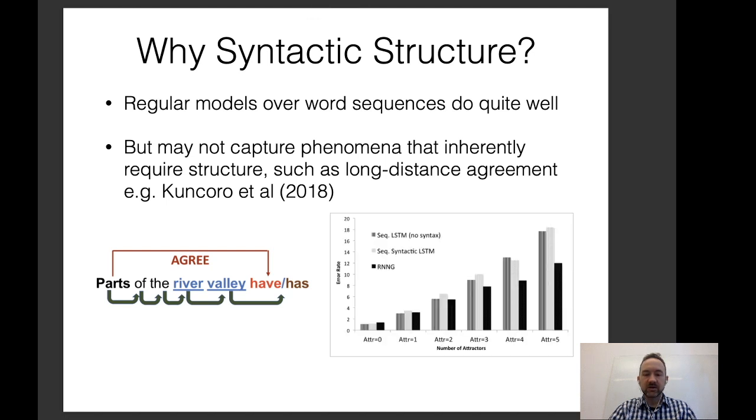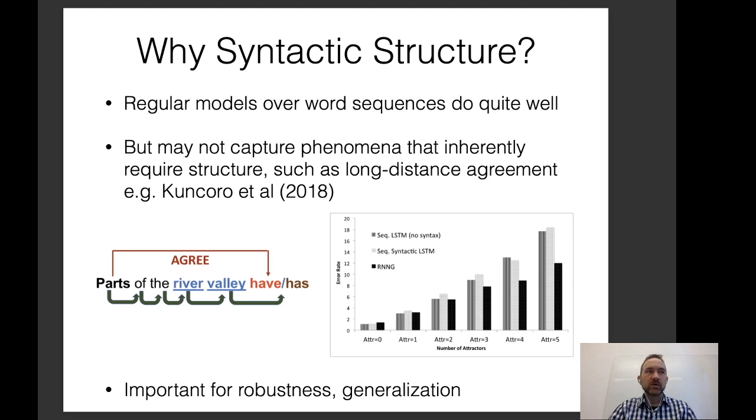If you have an appropriately structured syntactic model, you're able to handle this. This is important for robustness and generalization of models. And you can see that this model functions better in situations where we have long sentences or difficult phenomena.